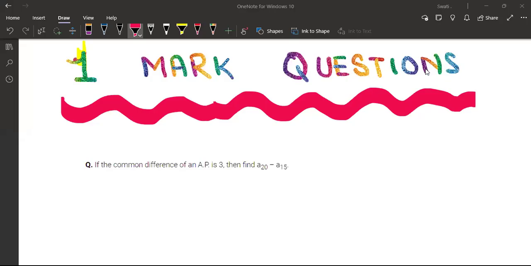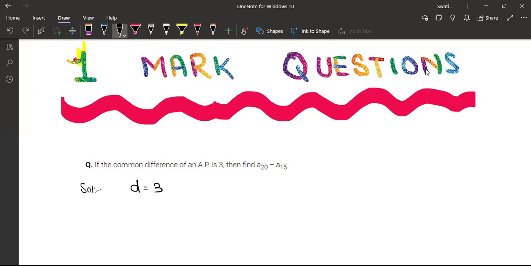Okay, so you can see the first question. It says, and all these questions are 1 mark questions only, okay? If the common difference of an AP is 3, then we have to find A20 minus A15. So in this, you can open your notebook, Manya, so that you can also solve along with me. We have the common difference given, which is 3. That means D is 3, right?